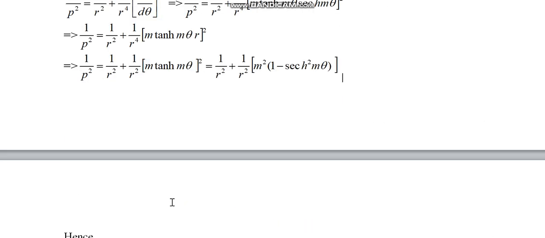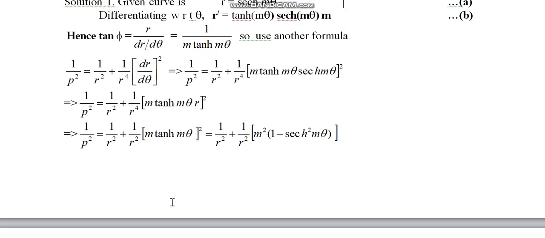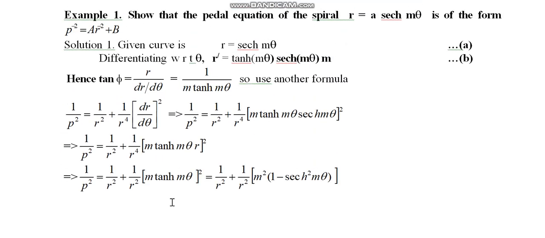So let us take one example. Example 1: show that the pedal equation of the spiral r is equal to a times sech m theta is of the form 1 by p square is equal to a divided by r square plus b, that is p to the power minus 2 is equal to a into r to the power minus 2 plus b. So solution 1.